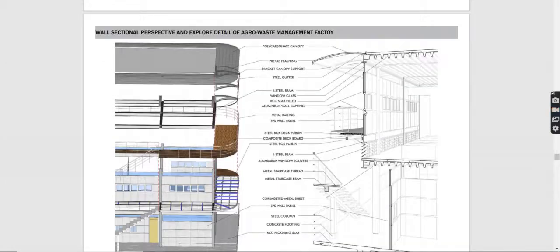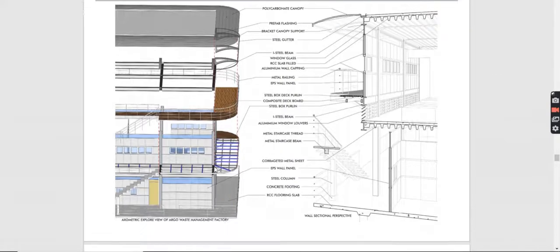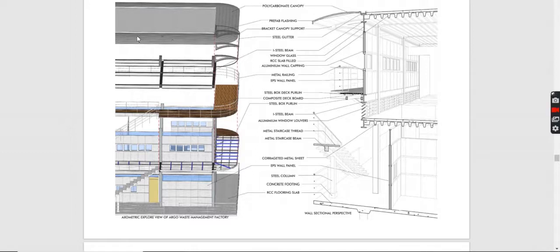This is the section of my agro waste management factory, and this is my explore detail. I use a canopy bracket support. This is the compressed deck board for the exhibition throughout. Here my ventilation is down to the wind direction, and I kept the window at a high level. You can see from the top, it's able to see what is happening inside.